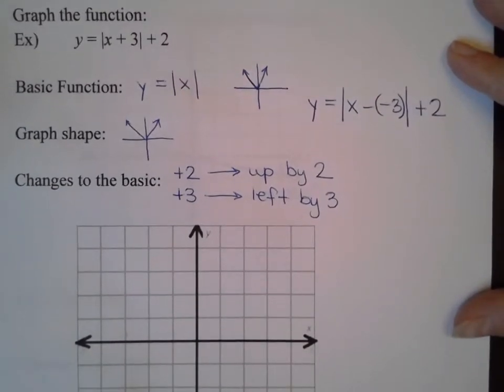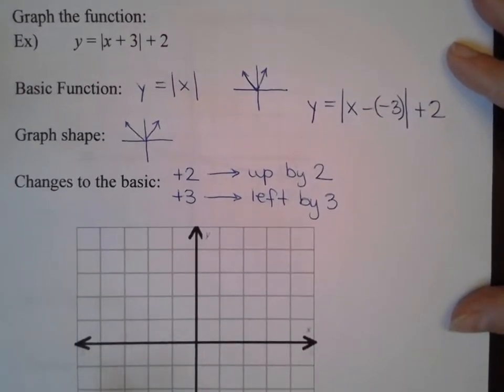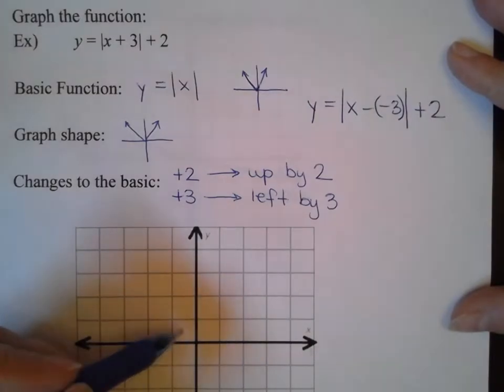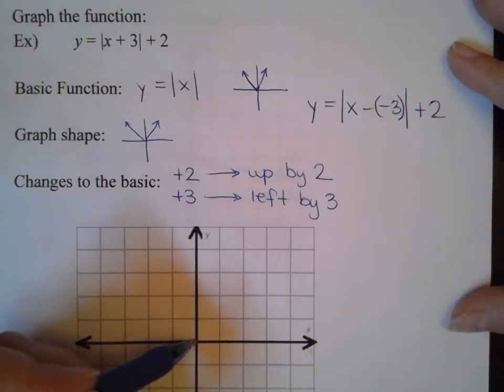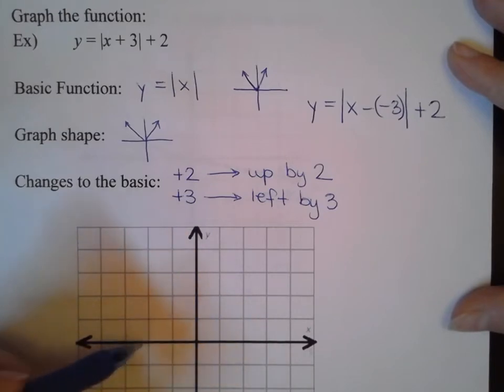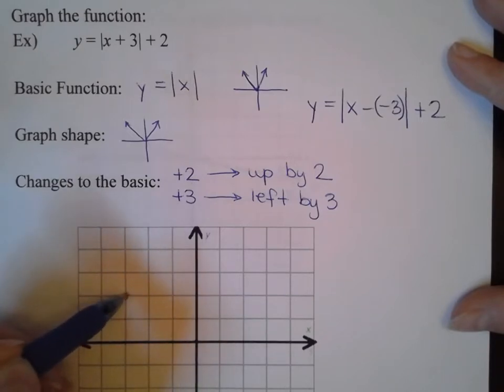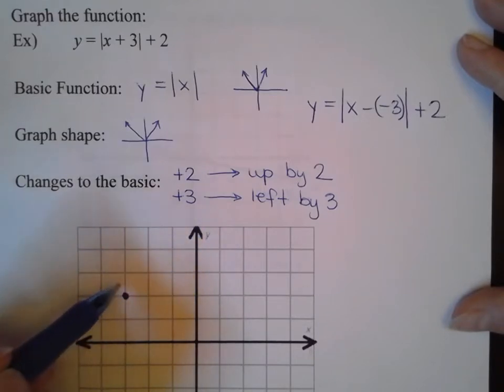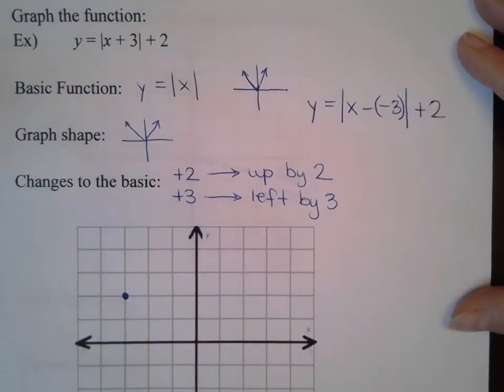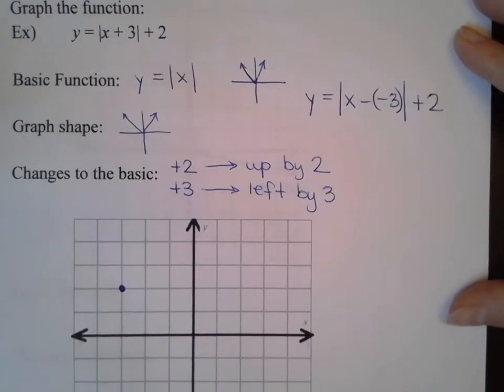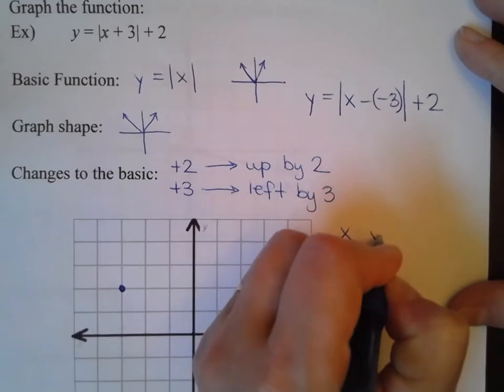Now we could probably start to put this graph together just by using that information, right? I was at 0, 0 with my basic function, but now I'm left by 3 and up by 2. So that center point, I can use that to keep track of where my V shape is going to be. I could draw my V shape from here. I would like you to have a few more points than just the one. So you could make a T-chart if you like.